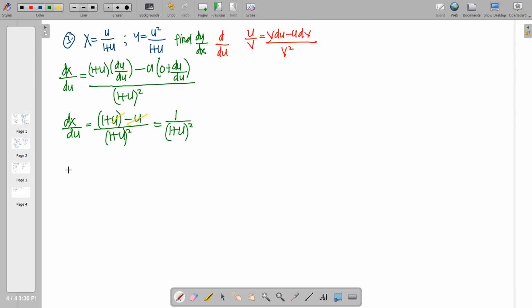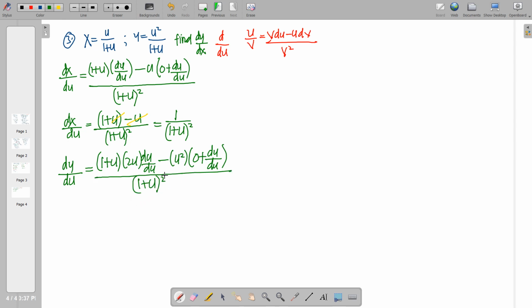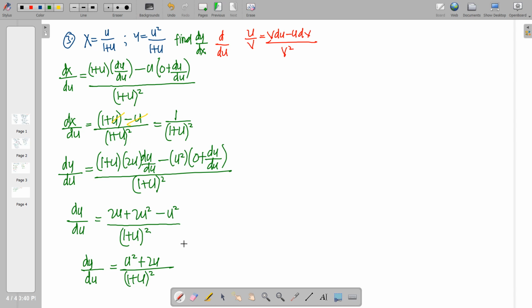We do the same for the second function, which is y. See, we have dy over du. Once again, this is in the form of a quotient. V du, which is 2u times du over du, minus u, which is u squared, times differential of v, which is 0 plus du over du. We divide that by the square of our denominator. So dy over du can be simplified by distributing first 2u to the quantity 1 plus u. So it becomes 2u plus 2u squared less u squared all over 1 plus u quantity squared. So we simplify by subtracting u squared from the 2u squared, becomes u squared plus 2u all over 1 plus u squared.